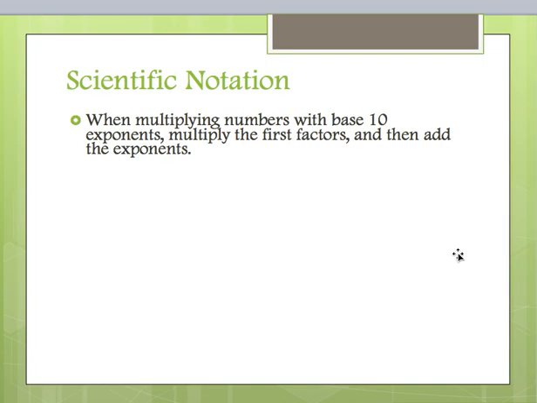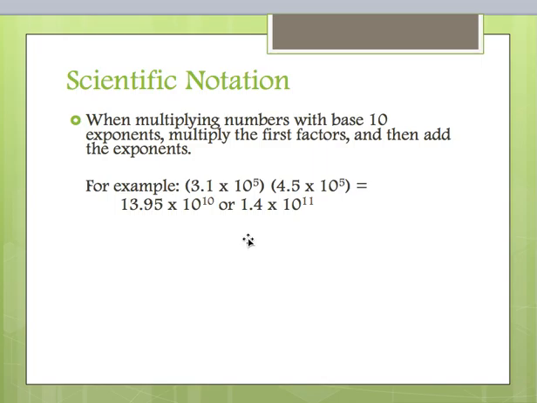Okay, once you know how to put numbers into and take numbers out of scientific notation, the next task is being able to multiply those numbers. When multiplying numbers with a base 10 exponent, multiply the first factors and then add the exponents. Let's look at an example: 3.1 times 10 to the 5th multiplied by 4.5 times 10 to the 5th. We're going to multiply 3.1 and 4.5, and then we're going to add these two exponents.